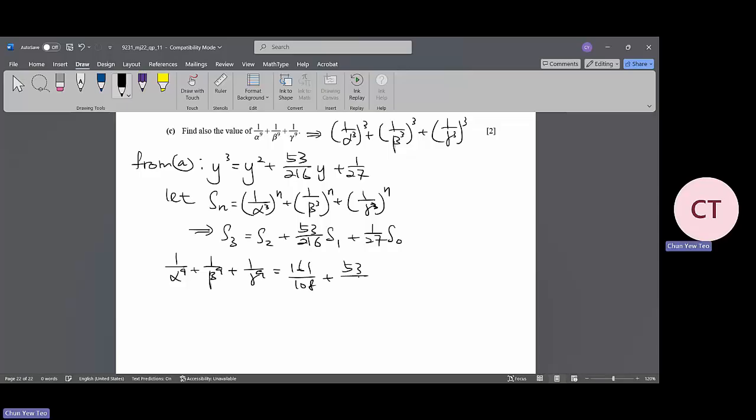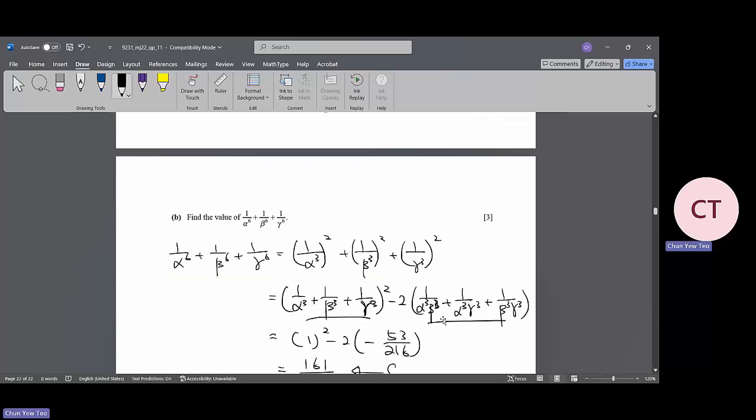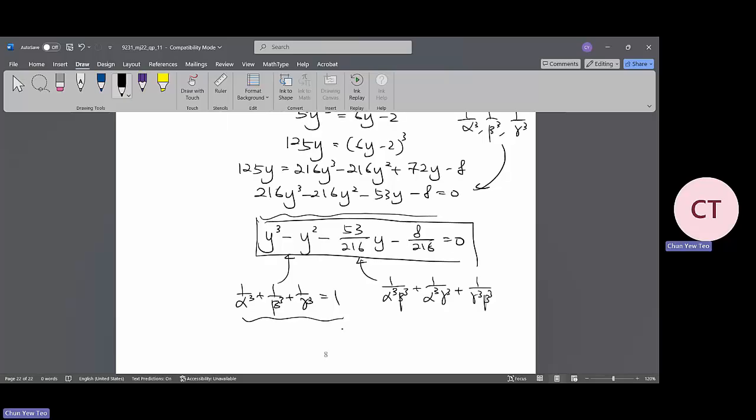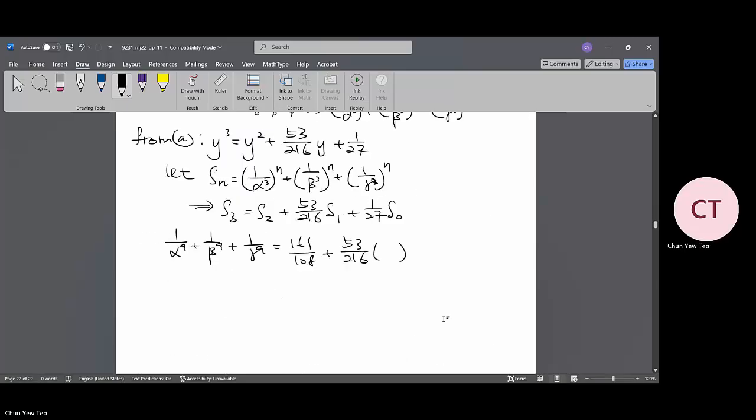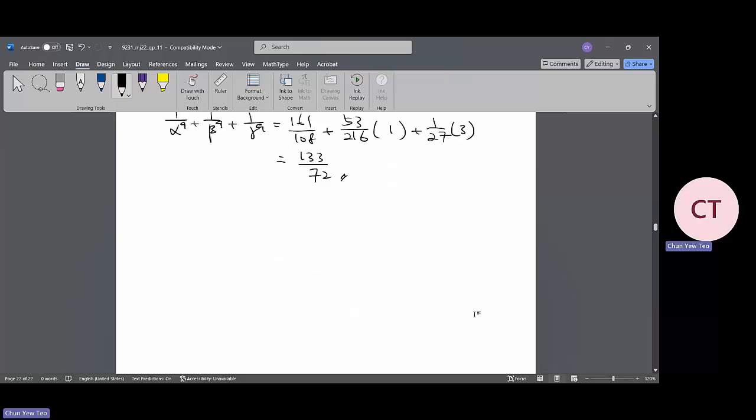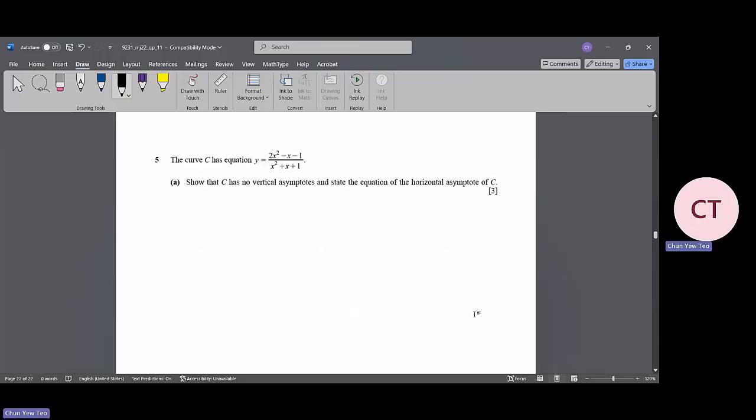Plus 53 over 216. What is your S1? S1 is just now, this is S1, which is 1, plus 1 over 27 times 3. Again, press the calculator. You will get the answer as 133 over 72. Just like that, done. That will be the answer for question number 4. And now we move on. We have question number 5.